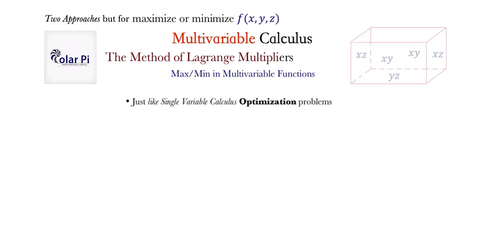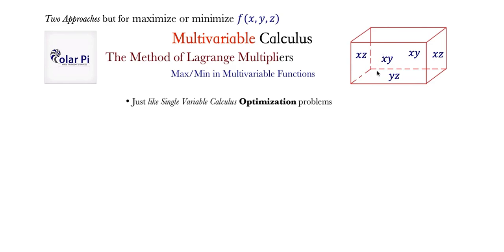Recall what we did in single variable calculus optimization when we looked at an open top box, because this is the example that will be given here in this video. We're going to look at an open top box, but also a closed top box, and we're going to use the method of Lagrange multipliers to minimize surface area in both cases. I'm going to offer both examples in this video.